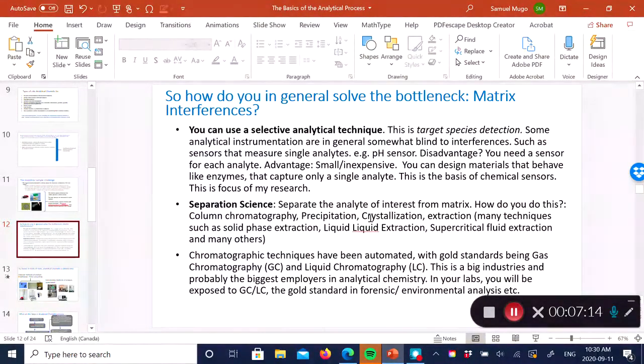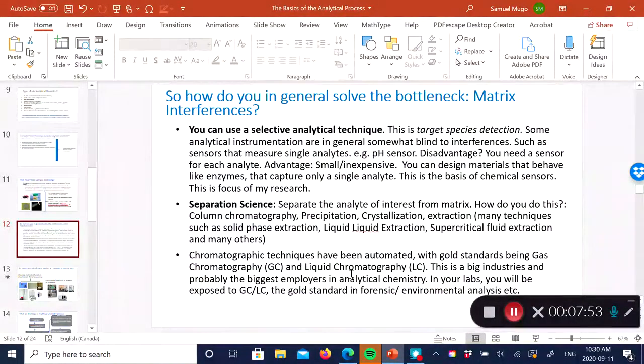Now, these methods can be tedious, the separation science. These methods can also be expensive. And so for that reason, people have tried to do the automation of separation science so that it becomes less tedious, especially in the form of chromatographic separation. And so you guys are going to come across gas chromatographic detection method or separation method with detection, obviously, and liquid chromatography, which are the gold standards in separation science.